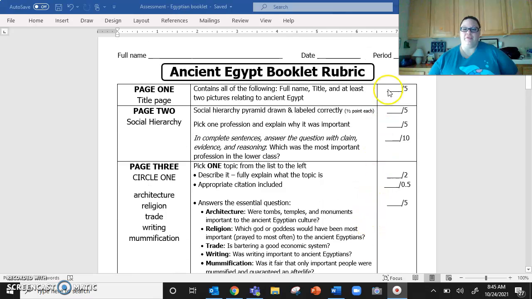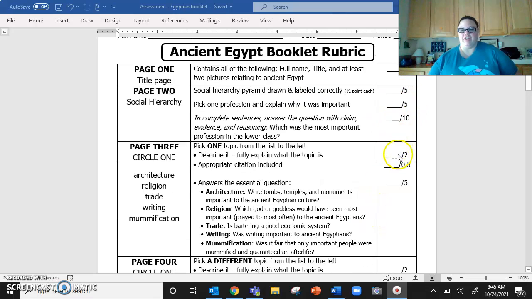So when I'm grading this, I'm going to look and see, do you have all these things? And I'm going to put your score for each of them here.